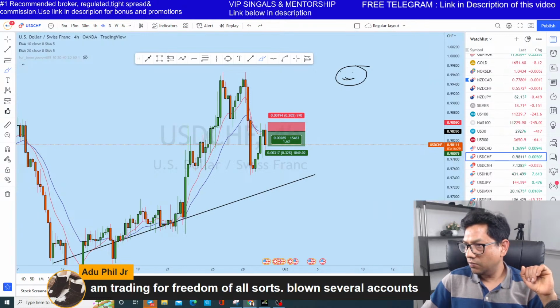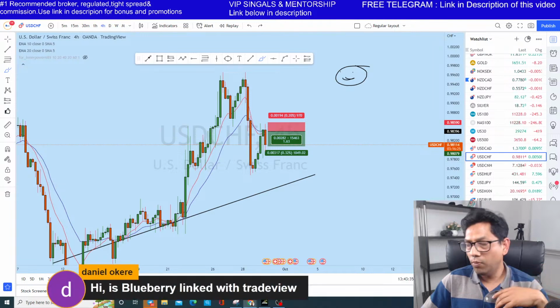I am Blueberry, linked with TradingView. Blueberry, I don't think Blueberry is linked with TradingView. I think Pepperstone is linked with TradingView.